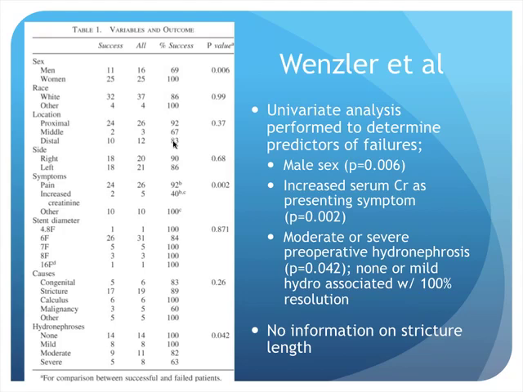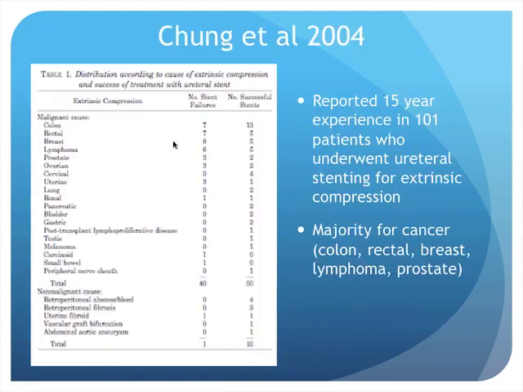So they did a univariate analysis to determine the predictors of stent failure. They found that male sex and increased serum creatinine as a presenting symptom, as well as degree of hydronephrosis, specifically moderate or severe hydronephrosis, were associated with a higher risk of stent failure. However, the study didn't present any information on the stricture length or characteristics. However, patients with no or mild hydronephrosis had 100% resolution of their strictures.